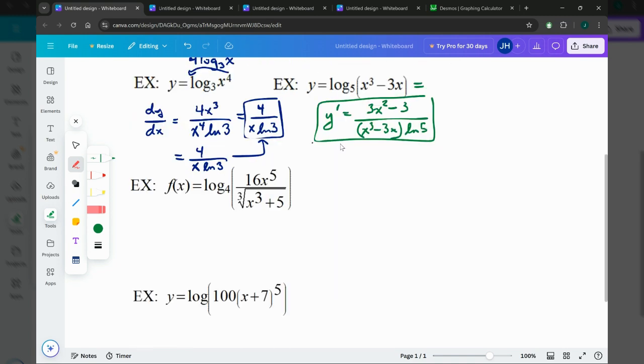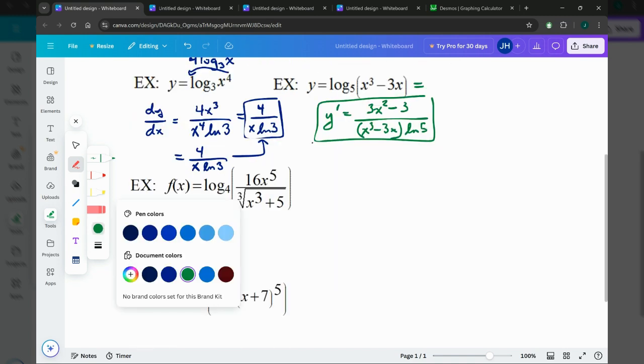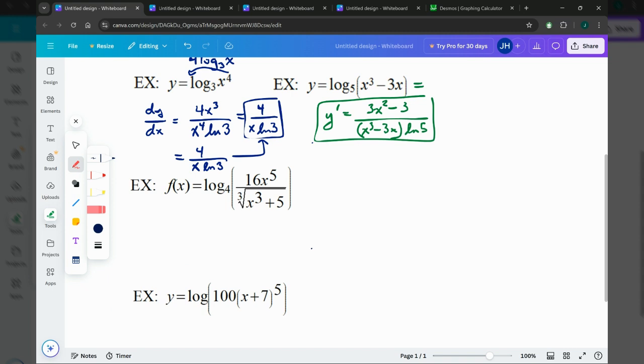Now, we've discussed this before with logarithms. Wouldn't it be easier if I expanded first? For example, f of x here, I can expand this into log base 4 of 16 plus 5 log base 4 of x minus 1/3 log base 4 of x cubed plus 5. The plus because they're multiplied on the top, the minus because it's divided on the bottom. The exponents are brought out front.